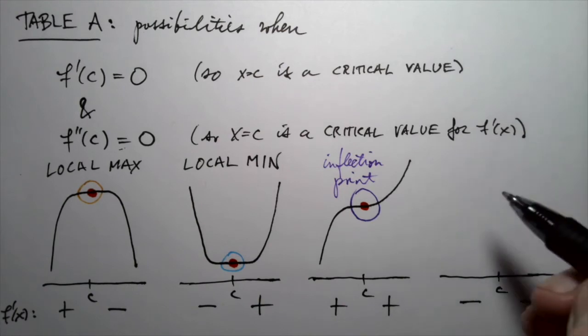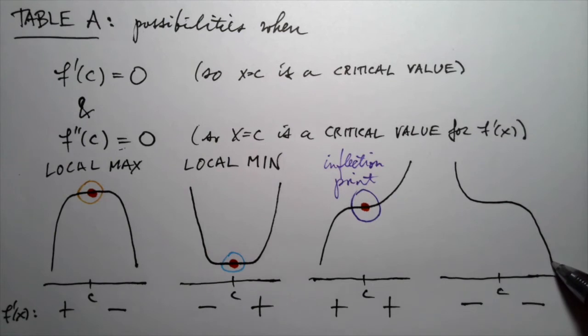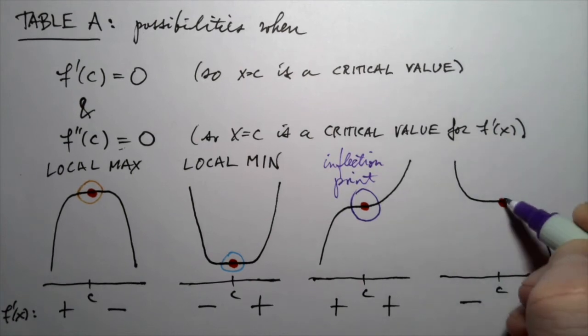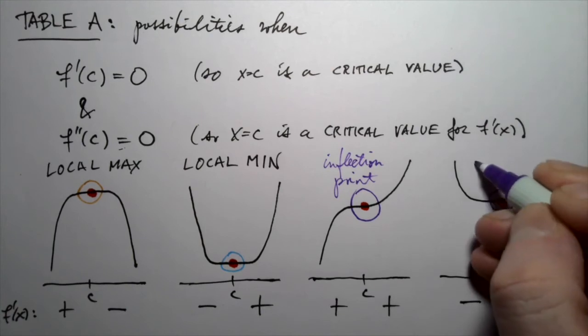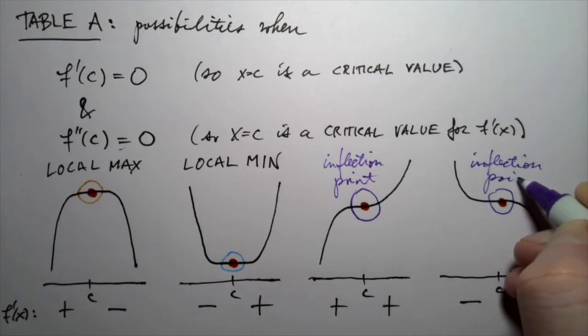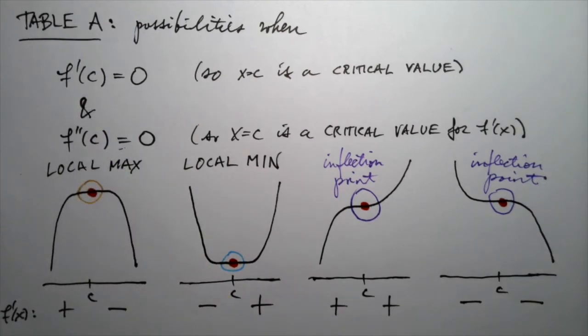And then the other case is the same thing, but in reverse. You're decreasing, you flatten out so that the first and the second derivative are 0, and you'll have an inflection point at that critical value instead of a local maximum or a local minimum. So those are the 4 possibilities for when both the first derivative and the second derivative are 0.